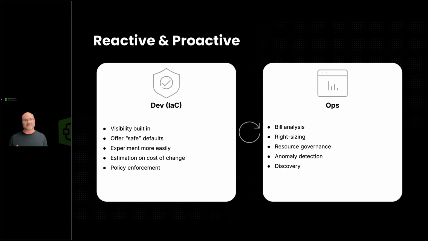While on the ops side, things look a little bit more removed from infrastructure as code. Things like bill analysis, the tooling around right sizing, resource governance tooling, and even things like anomaly detection and discovery of underutilized resources. However, infrastructure as code can help here by ensuring the correct information is in place to enable that.